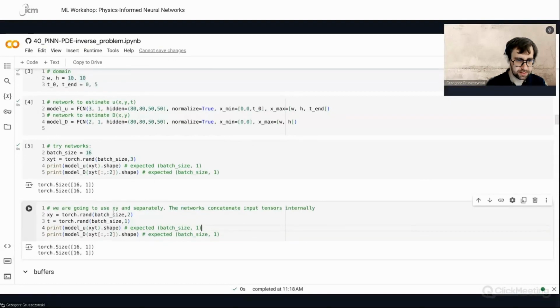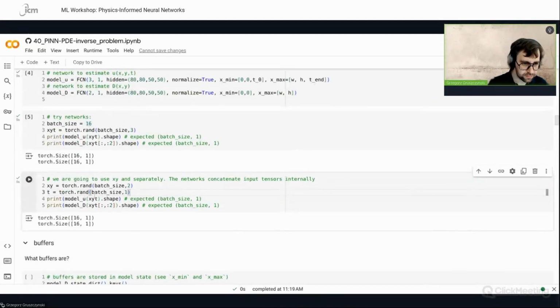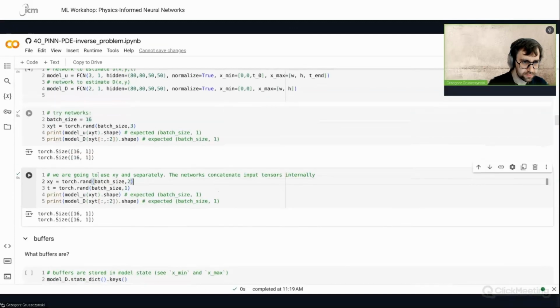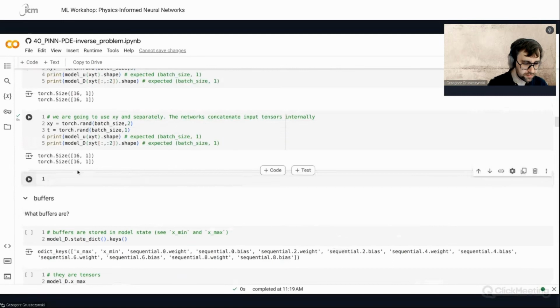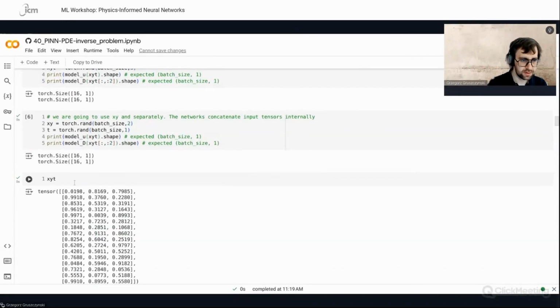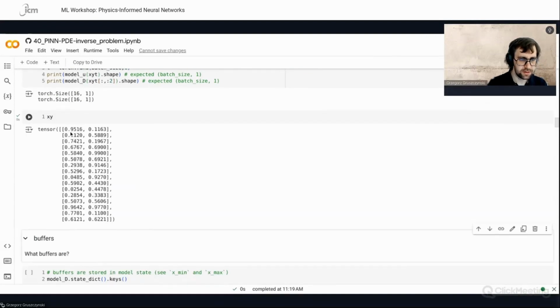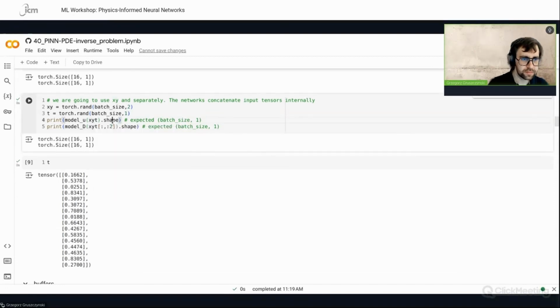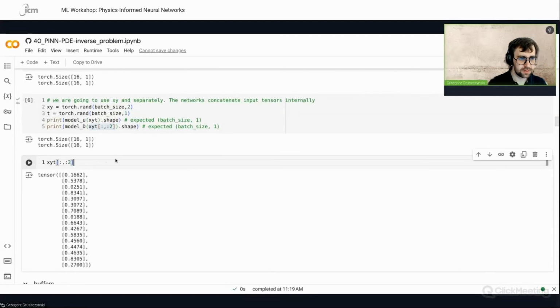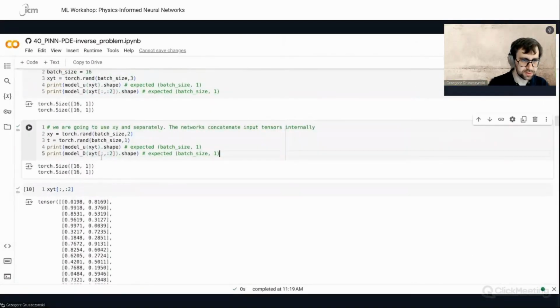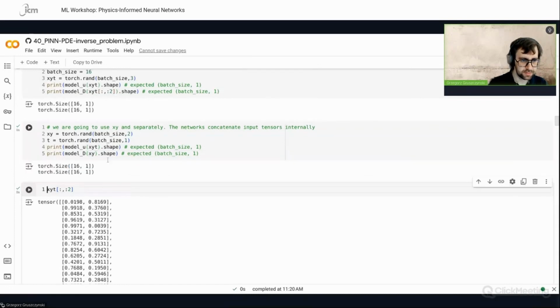Okay, here we can split manually the X and Y, so the spatial dimensions, and T. So XYT was such a tensor. XY is without the last column, and T is just the last column. This one is also two columns, so you can write it in this form, I guess. Yes, it works.